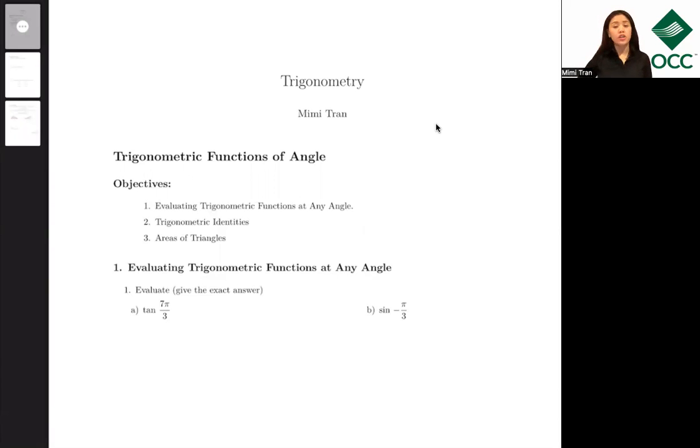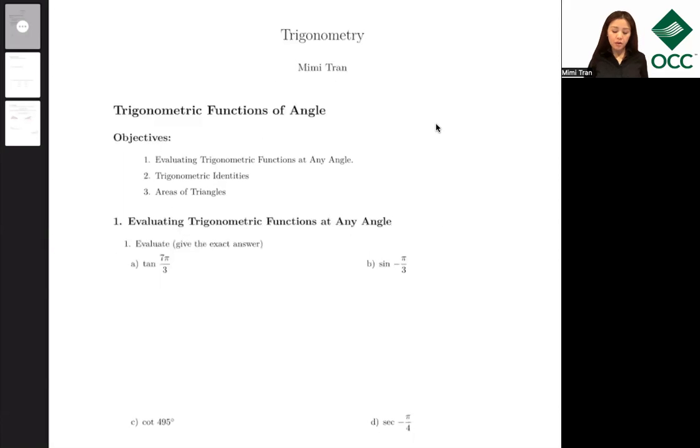Today's objective is trigonometry: trigonometric functions of angles. We're going to dive into three objectives. Part one, we're going to talk about evaluating trigonometric functions at any angle. Objective two, trigonometric identities. And then part two of the video is we're going to find the areas of triangles.